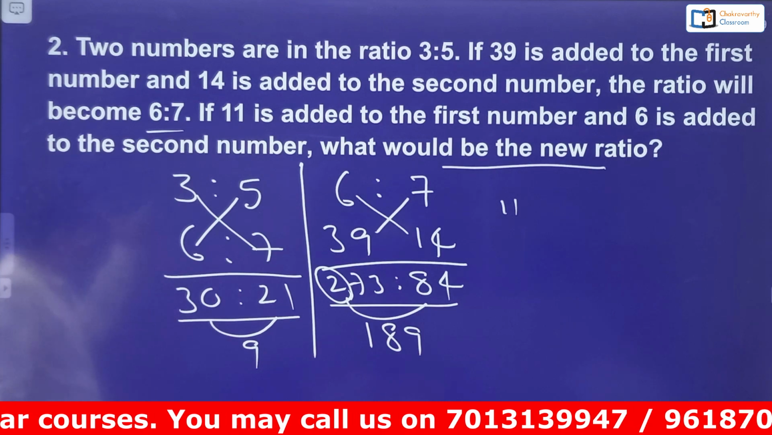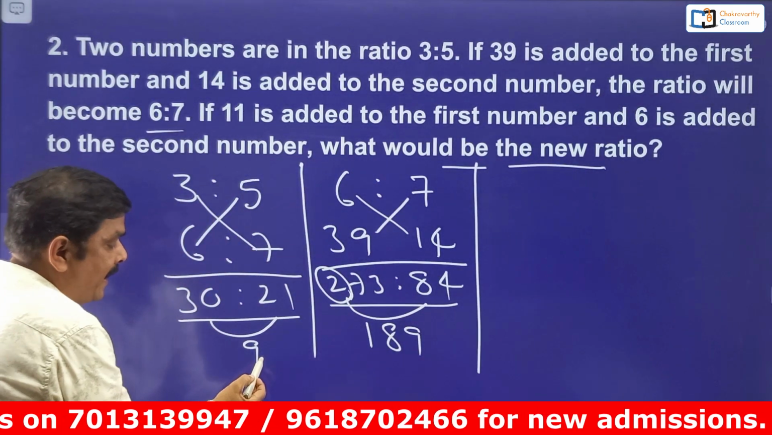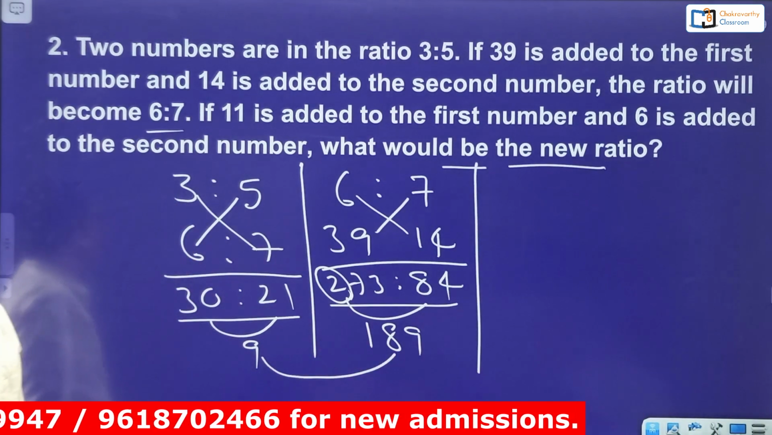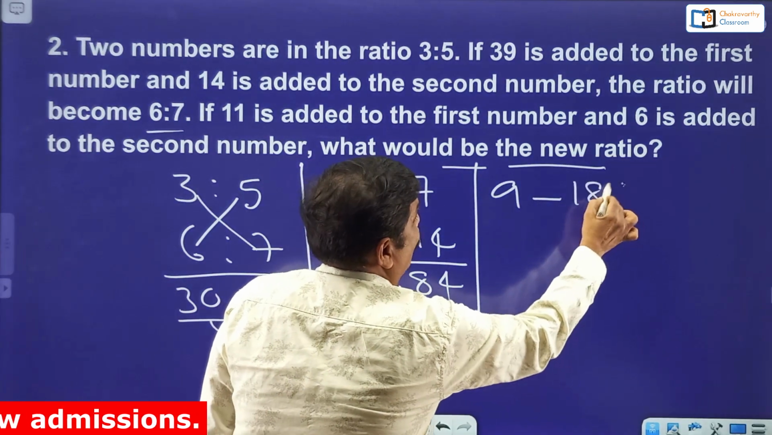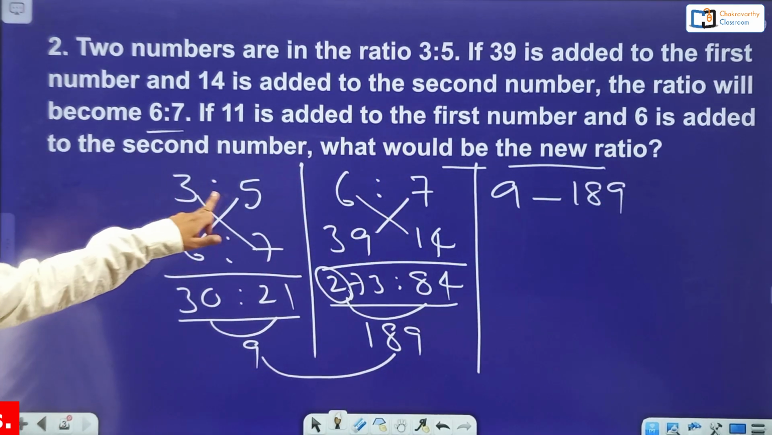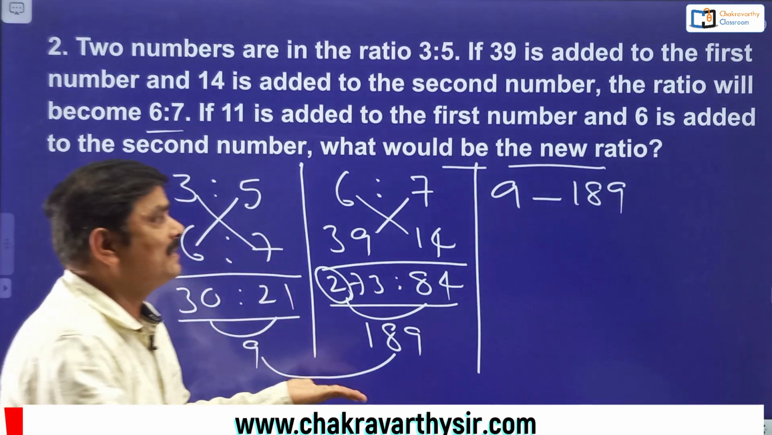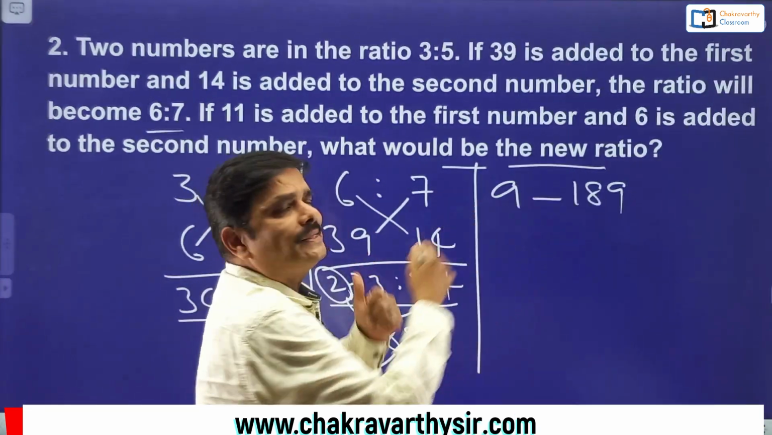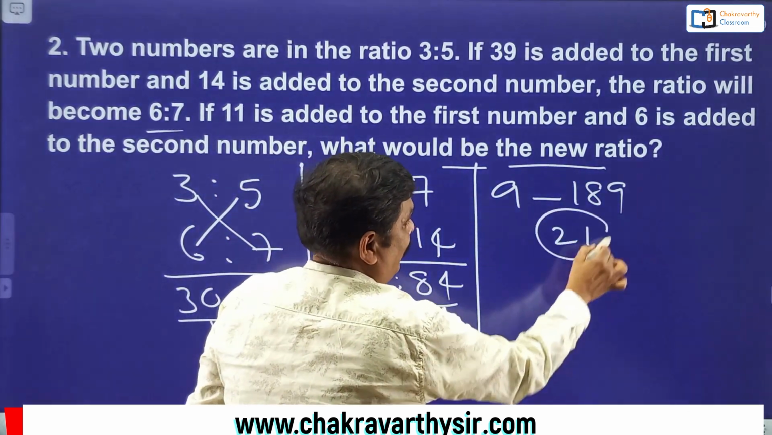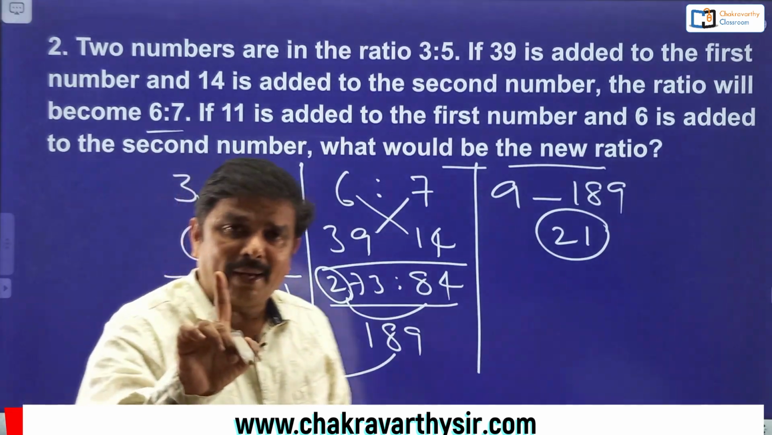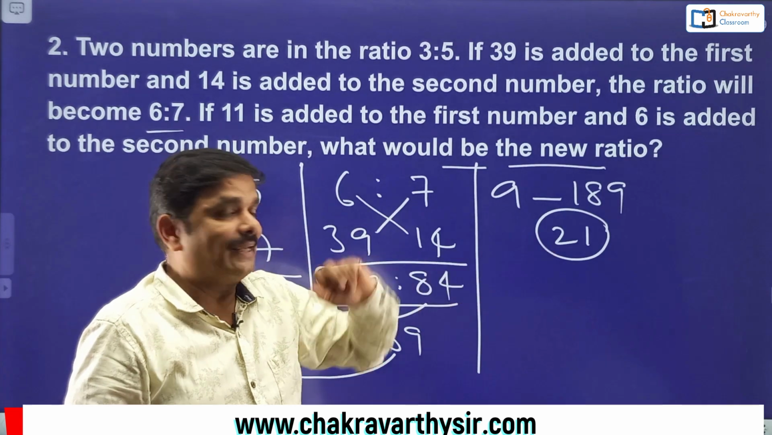Simple. Now, the very conclusion here is according to the shortcut, 9 parts is equal to 189. As simple as this one. Now, 9 parts is equal to 189. In the ratio of 3:5, 9 parts is equal to 189. When 9 parts is equal to 189, 1 part is equal to how much? 189 by 9, 9 2s, 9 1s, 1 part is equal to 21. Even if you go with algebra also, you will get x is equal to 21.